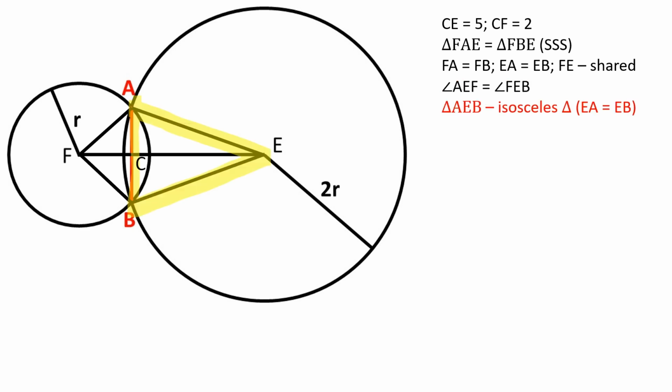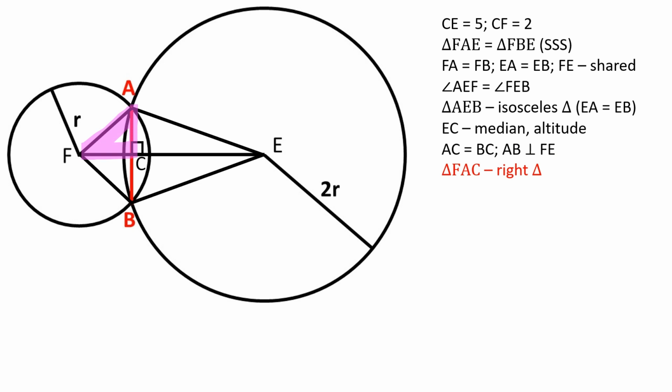Triangle AEB is an isosceles triangle. EA is equal to EB. And since EC is the bisector of angle AEB, EC is also a median and an altitude, because in an isosceles triangle, the bisector of the angle formed between two equal sides is also an altitude and a median. AC is equal to BC and AB is perpendicular to FE.